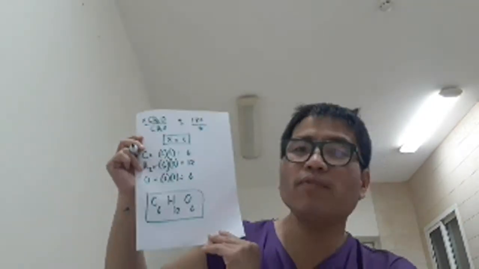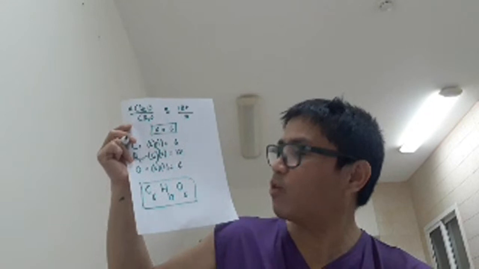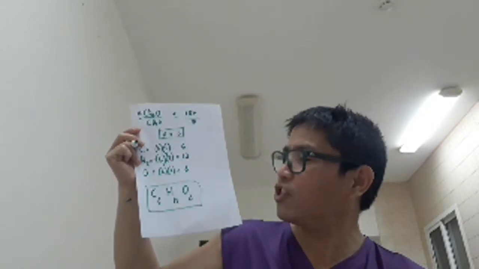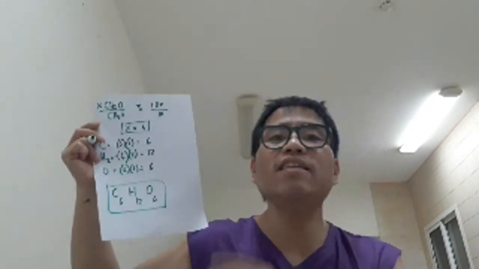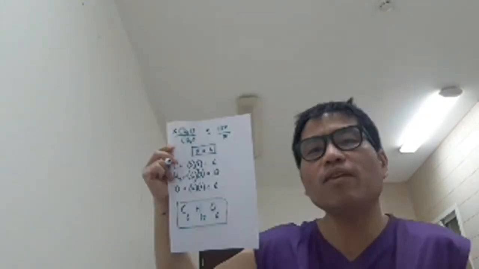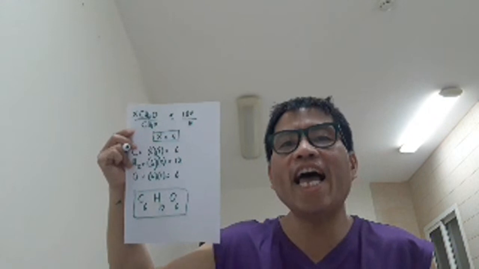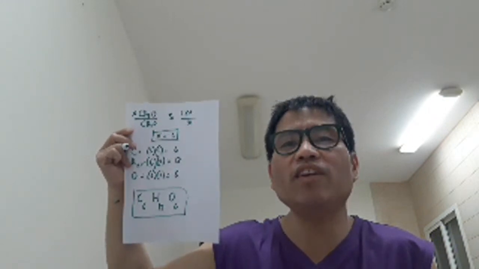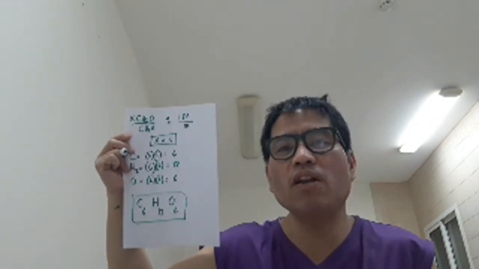Now substitute that there in the CHO. Carbon 6, H12O6. And our compound is C6H12O6, or 6 atoms of carbon, 12 atoms of hydrogen, and 6 atoms of oxygen. This is glucose. This is the formula of glucose, which has a molecular weight of 180 grams per mole.